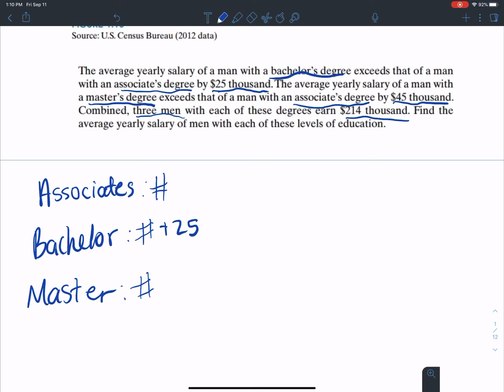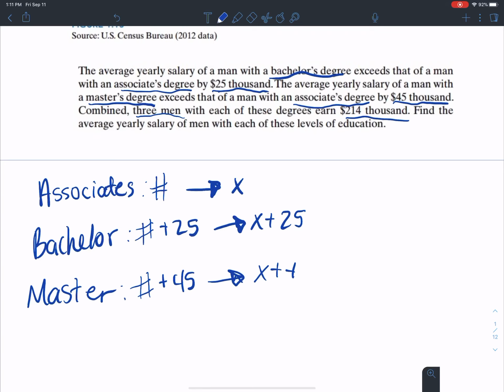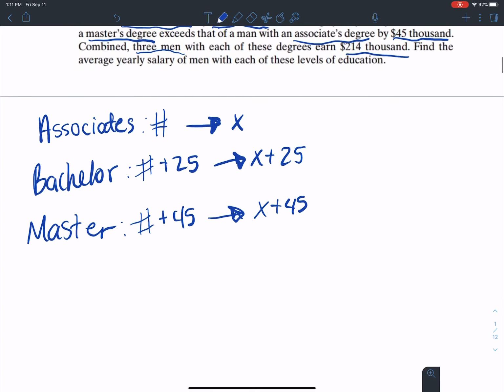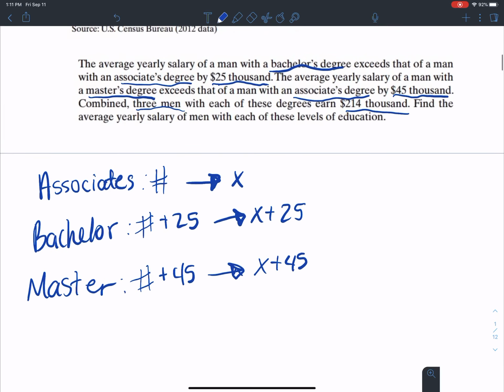And we're going to leave off this 1,000 the entire time. We're just going to write just the 25. And then master's, again, it's some number plus 45. Okay, so we know that some number is just going to be x. So that's x plus 25, x plus 45. Okay, so let's go back to our problem, see what they're asking for us.